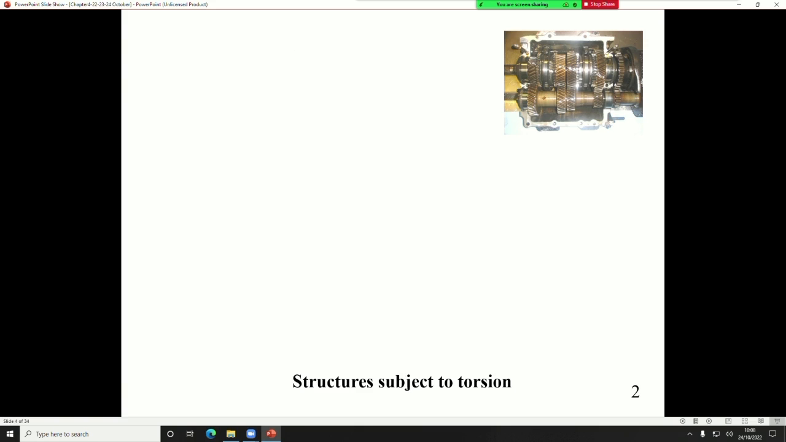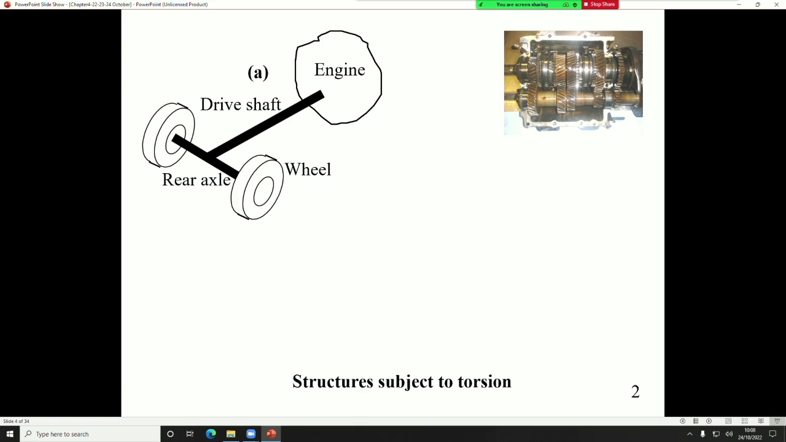The other good example is the power transmission system of a car. You can see the engine is creating power. The power via the drive shafts goes to the back axle, and from the back axle, it goes to the back wheels. So the drive shaft and the back axle are constantly rotating when the car is moving, so they're constantly subject to a torque.